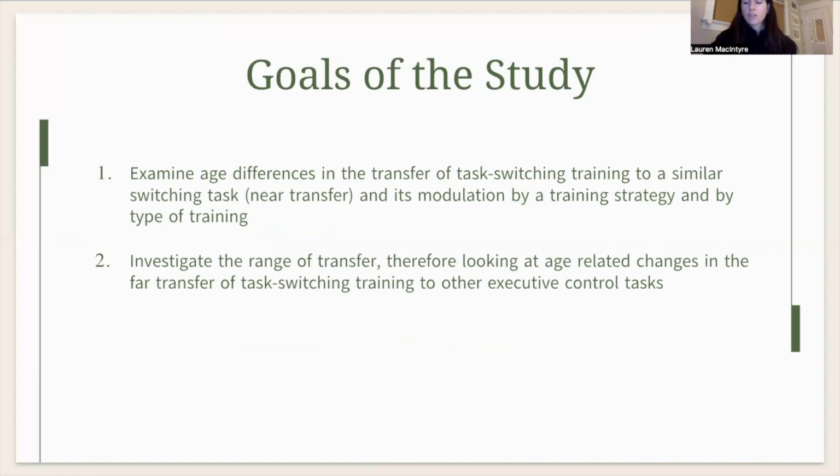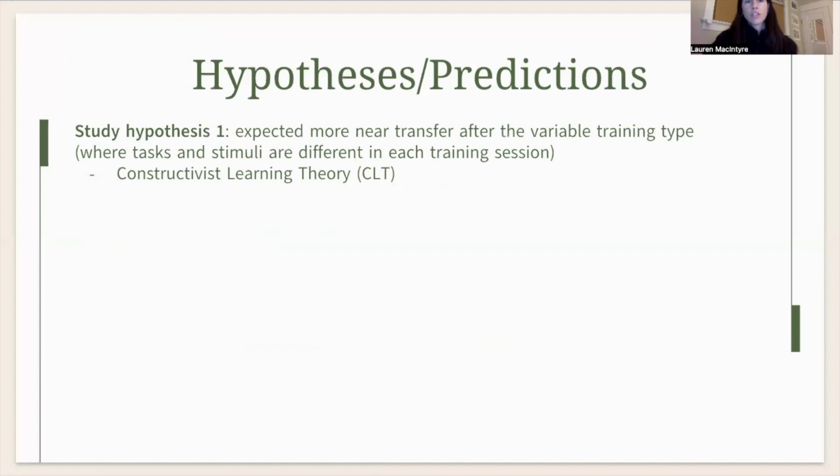so in different tasks. So the first hypothesis that came from the study, they expected more transfer after the variable type of training. So we'll get into that more later too, but this is where in each training session, the tasks and stimuli that they're being trained on vary. So I found that it related to the constructivist learning theory. So it's the idea that you have your set of knowledge and you keep building onto it and adding to it.